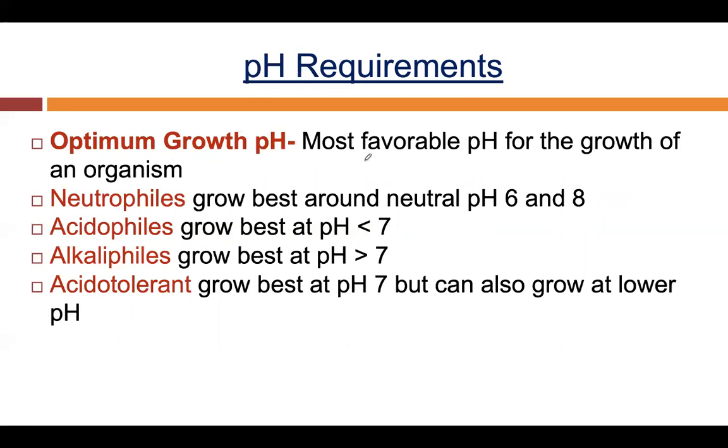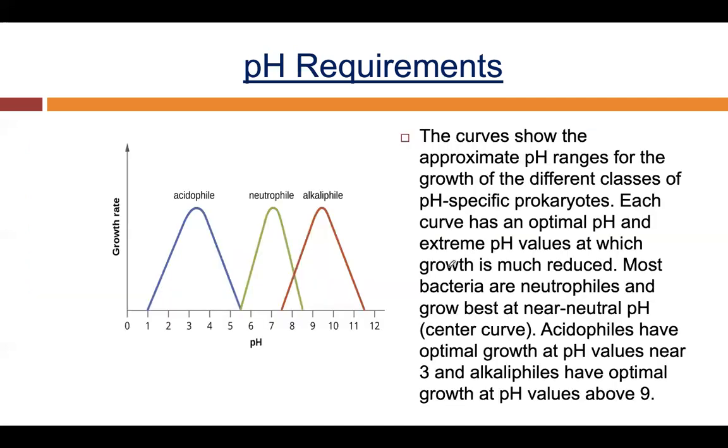Based on the pH requirement, meaning acidity or alkalinity: neutrophiles, they're neutral, so they grow best around pH 6 to 8. Acidophiles grow best below 6 actually. Alkaliphiles, they grow best above 7. Acidotolerant, basically they are neutrophiles, but they can tolerate the acidity.